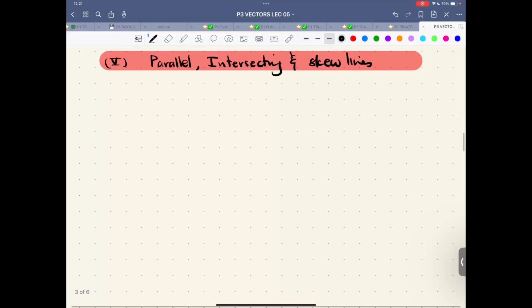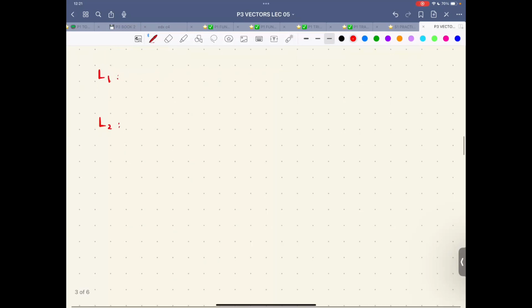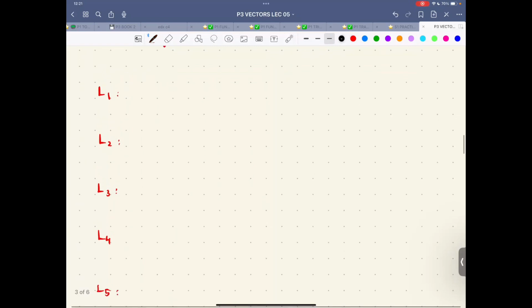So let's talk about parallel, intersecting, and skew lines. First of all, let me focus on parallel. Let me write down a few equations of lines: line 1, line 2, line 3, line 4, and maybe line 5. Line 1: r = (1, 2, 3) + lambda (2, 3, -5).